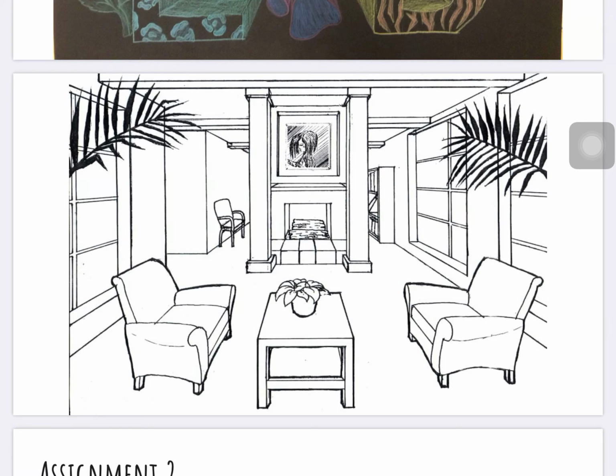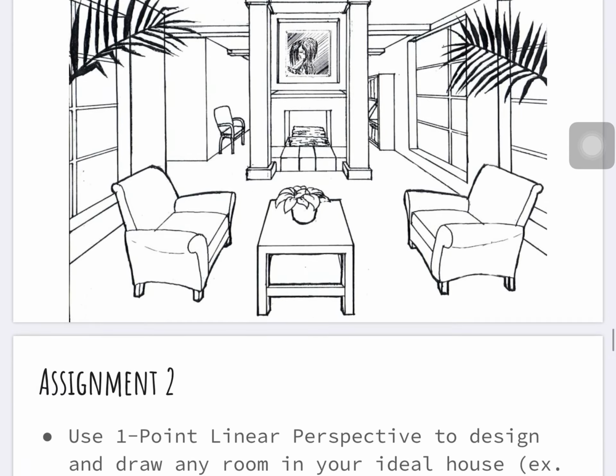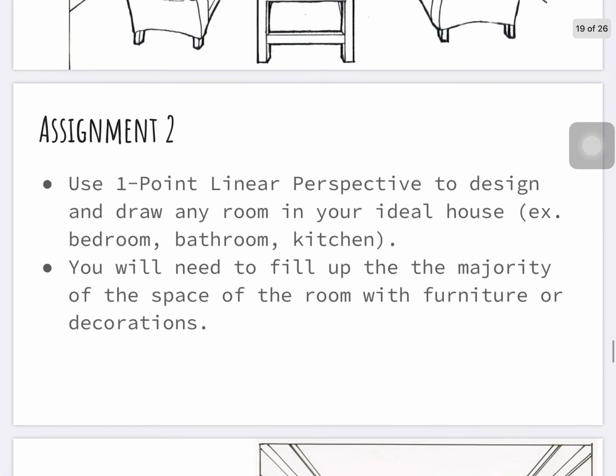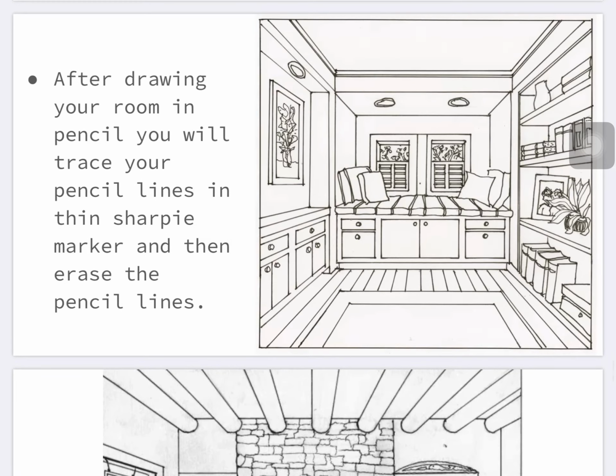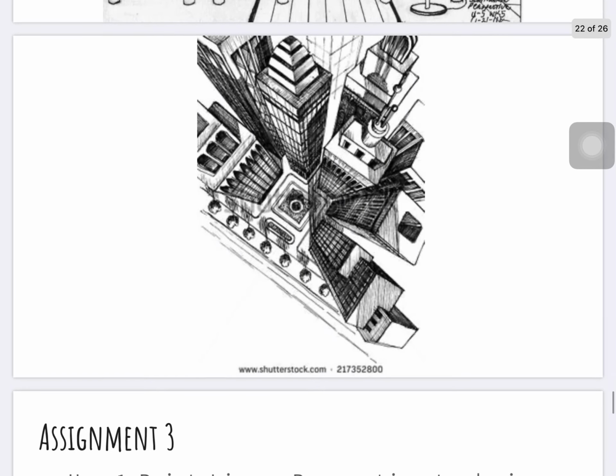Second option is going to be to do an interior space of a room. It could be a bedroom, the way that we practiced together. It could be a kitchen. It could be a greenhouse, a garage. Totally up to you what type of interior space you would like to design. With this one, you really just got to make sure that you're filling up the majority of the space of the room, with any kind of furniture or decorations, TVs on the wall, anything that you'd like. Usually we would do this one and then Sharpie over it, but obviously we're just going to be doing it in pencil on paper.